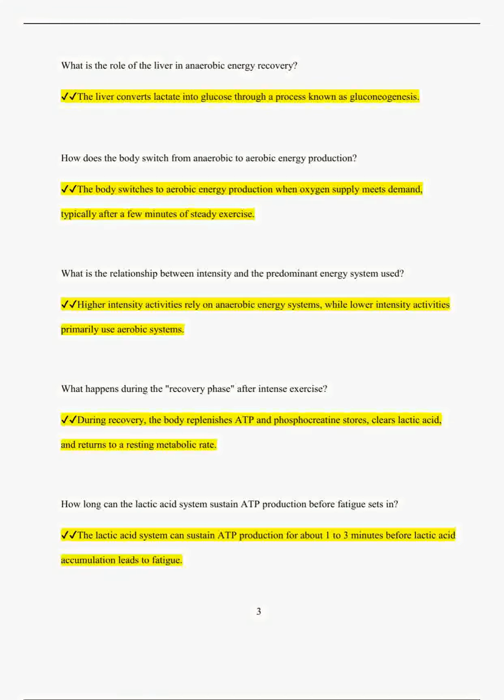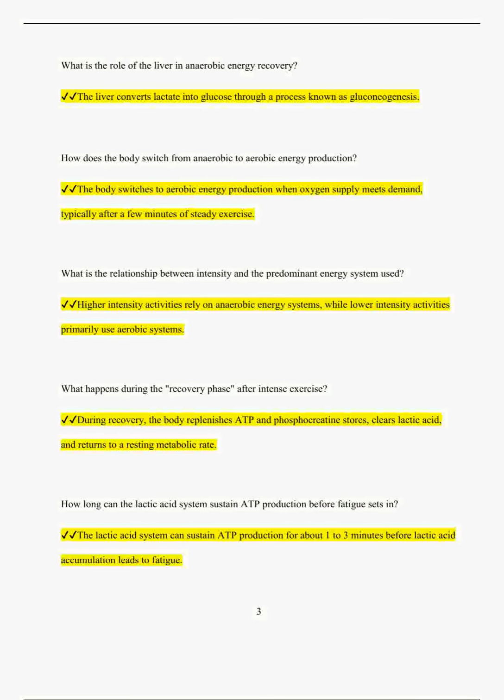What is the relationship between intensity and the predominant energy system used? Higher intensity activities rely on anaerobic energy systems, while lower intensity activities primarily use aerobic systems.